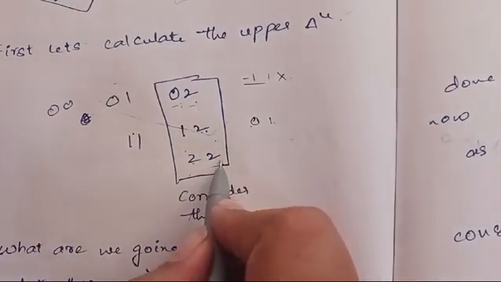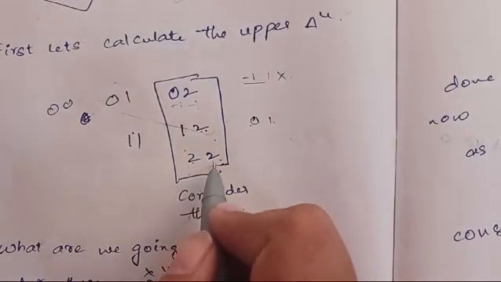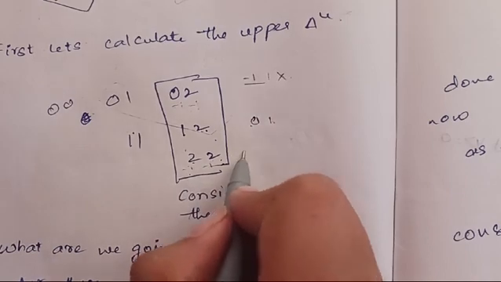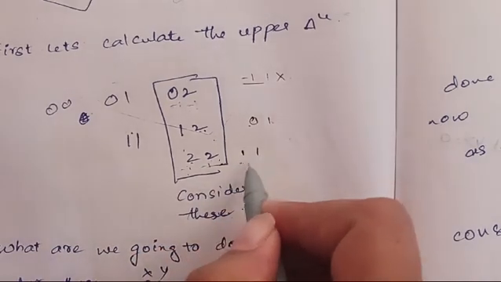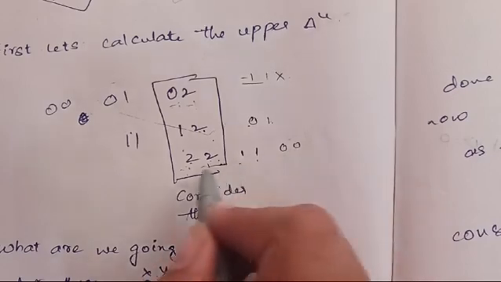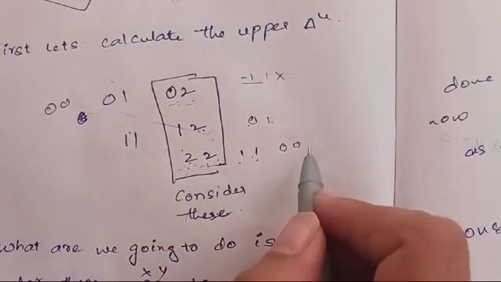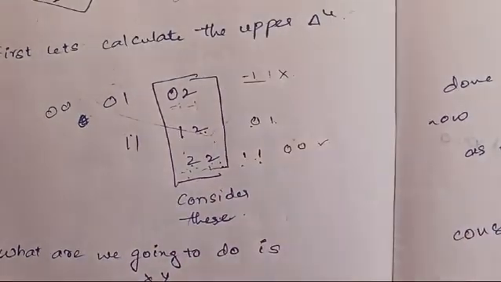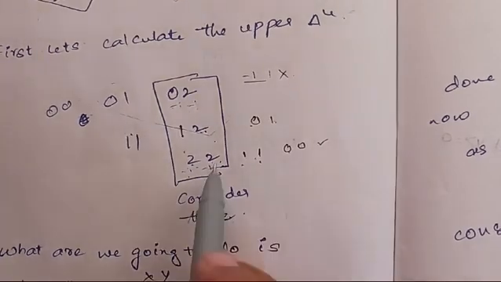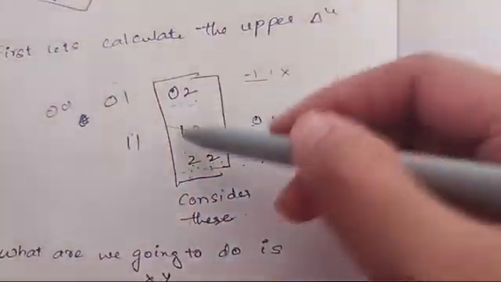And for 2, 2, you will get 1, 1 and 0, 0. These three elements are valid. You get 3 elements in this triangle. And then we'll add them all.